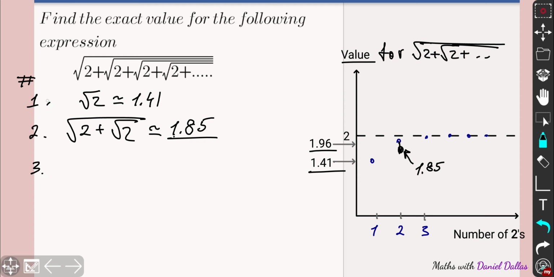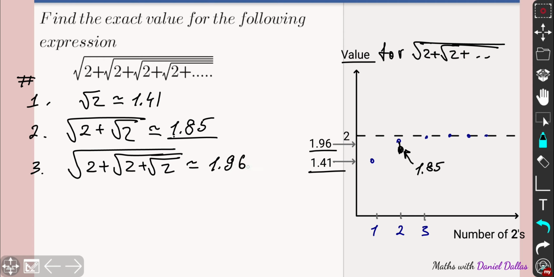And what about the value 1.96? Obviously, that's going to be when you have 3 nested roots, and the result, if you use a calculator, is approximately 1.96. So for 3 2's, you'll get exactly this number, which corresponds to 1.96. Okay, so that point is going to be here.